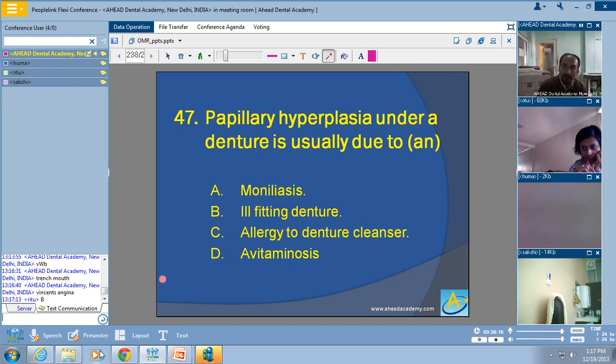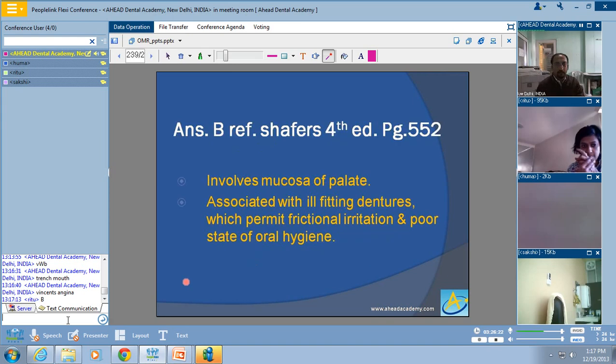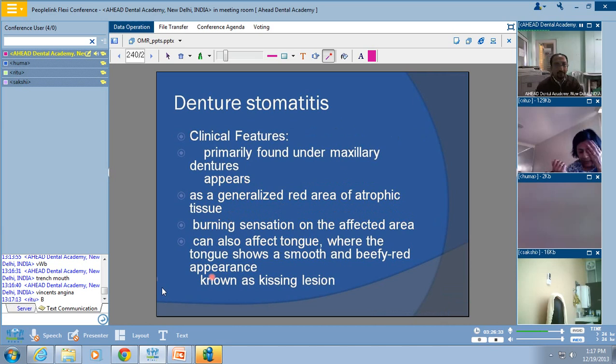So it involves the mucosa of the palate. Remember I told you denture stomatitis is also called atrophic candidiasis or chronic atrophic candidiasis. Generally you will never see it under a lower denture, you will always see it under an upper denture, isn't it? It's also known as kissing lesion. Remember I told you in the beginning?